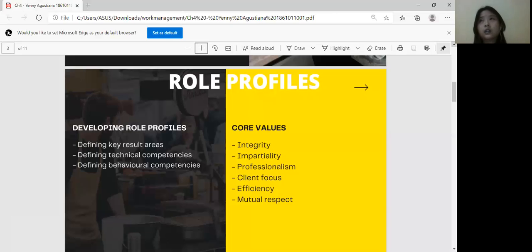These core values can increase, like in our first chapter, talking about how to treat performance management. It includes how you can show respect, and also the integrity, impartiality, professionalism, client focus and efficiency. It means you already fulfill the basis of individual performance, like we respect them, and we act professionally as a leader, for example.